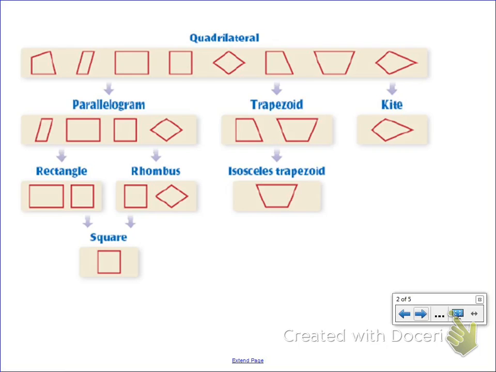We've got trapezoids and isosceles trapezoids. Isosceles trapezoid would have trapezoid properties, and a kite's kind of on its own out here. It doesn't share any properties with any of the other quadrilaterals besides just having 4 sides and an interior angle sum of 360, like all of the quadrilaterals.